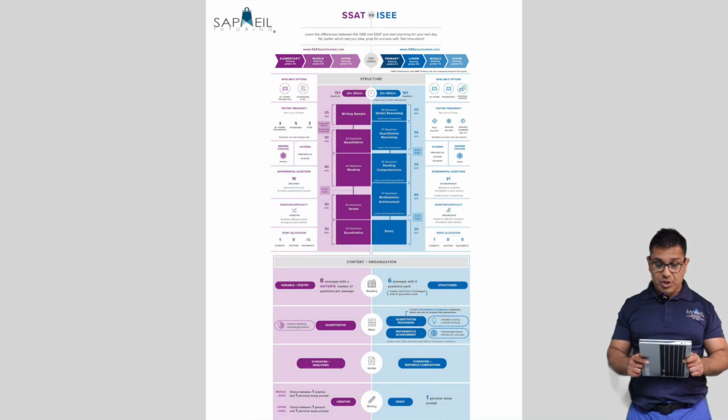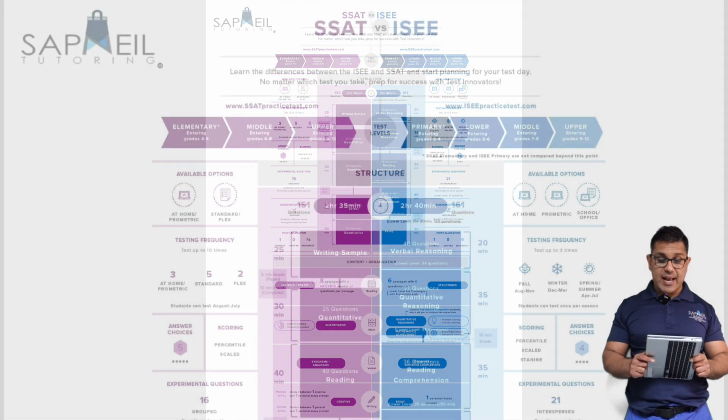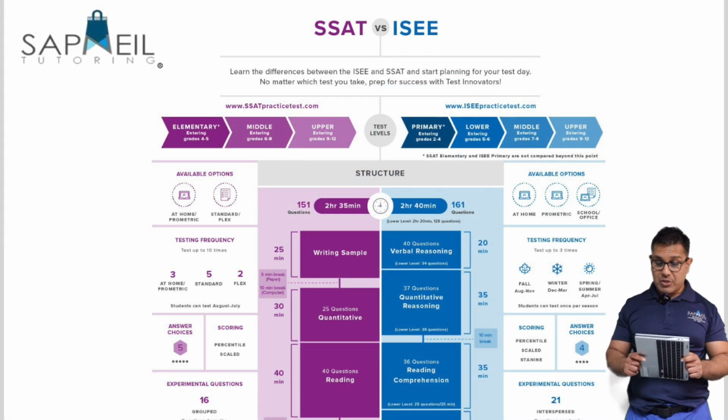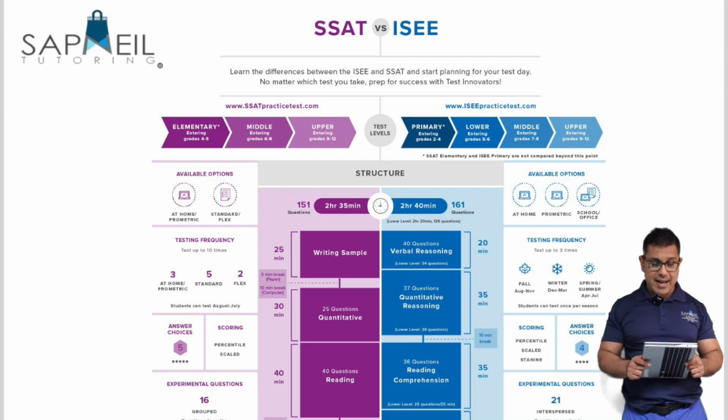The general structure of the ISEE versus the SSAT is that the ISEE is about 161 questions, about 2 hours and 40 minutes, whereas the SSAT has about 2 hours and 35 minutes.